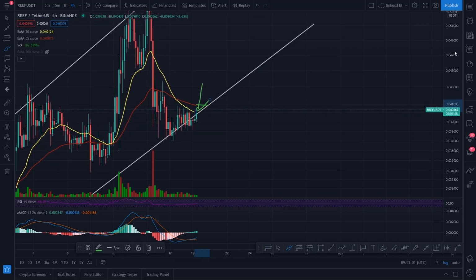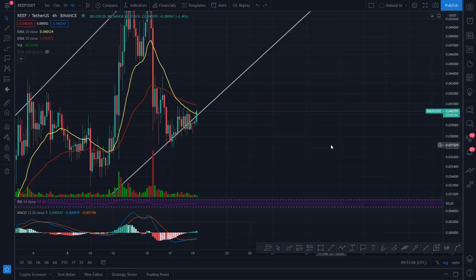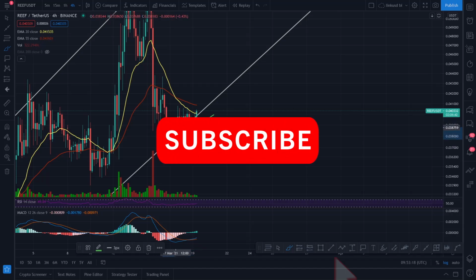So at the moment, it's really good for Reef. It looks like it's turning a corner, but you should never take anything at face value, especially in crypto, because anything can happen. Always be aware that we may get rejected here and get pushed back down. But the positive thing to take note of is that we do look to be creeping up. We do look to be hugging the support line of this trading channel.